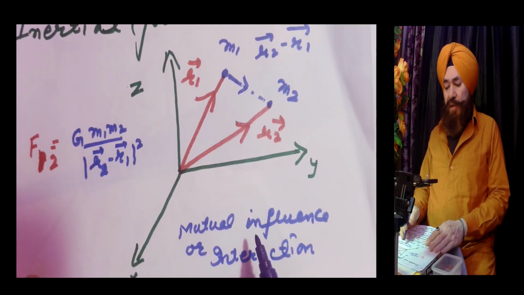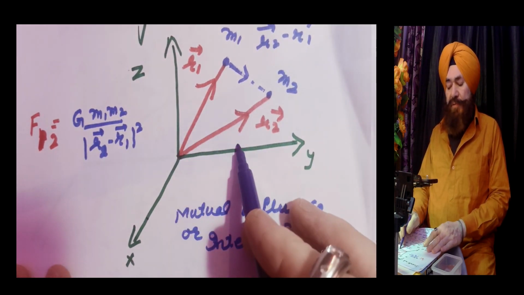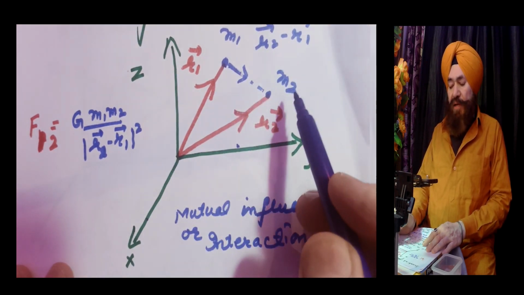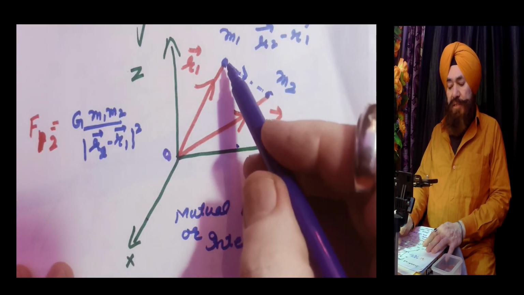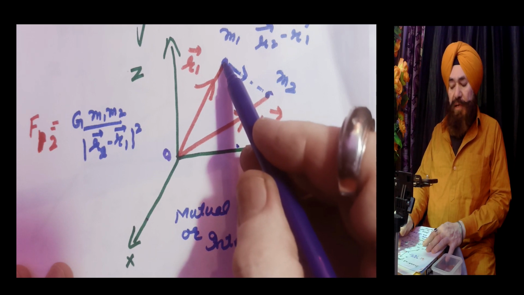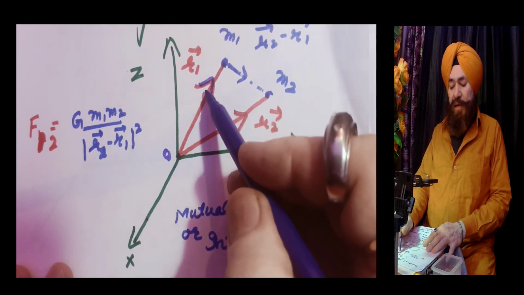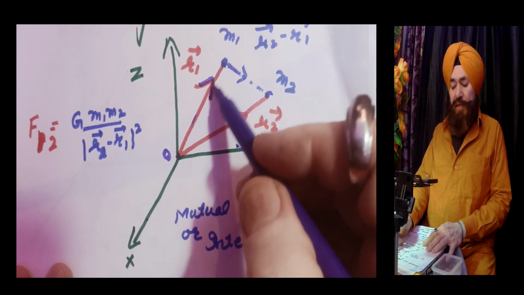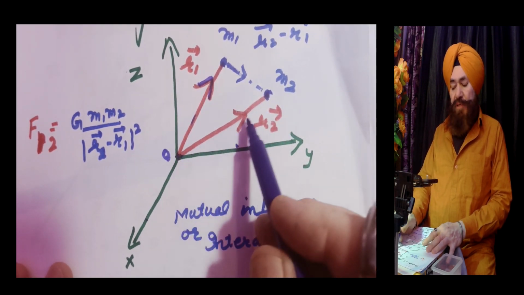Let me take an example. I'm having a coordinate system, x, y, z. Now, there are two masses, m1 and m2. This is the origin. The position vector of m1 from the origin is r1 vector, directed outward. Here the mass m2 has position vector r2.